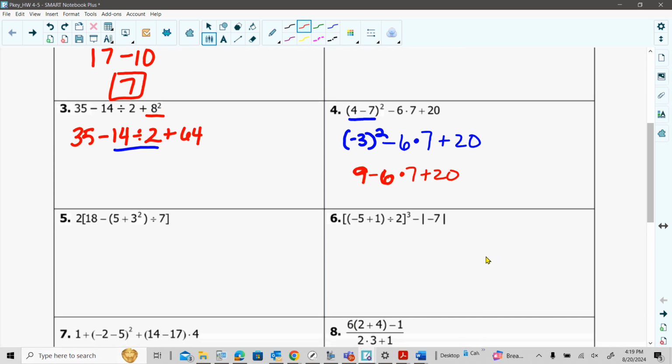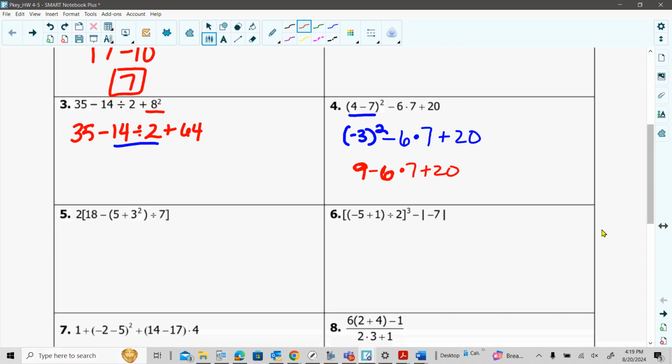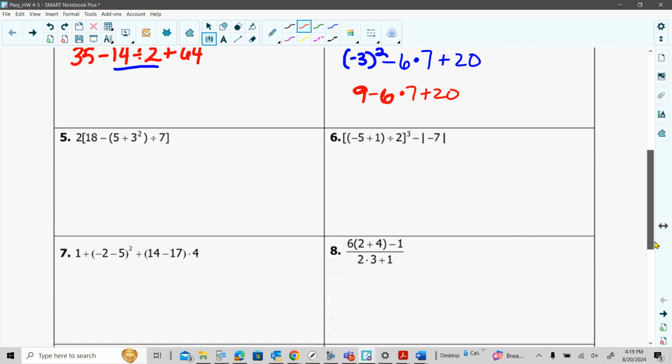Now when we get to 5 through 8, we have grouping symbols. I definitely want to talk about 5 because I saw this error a lot today in class. If a number is in front of the grouping, so the 2 is in front of the grouping, which is our bracket here, that is indicating multiplication. We can't add or subtract. We have to actually see that operation in between.